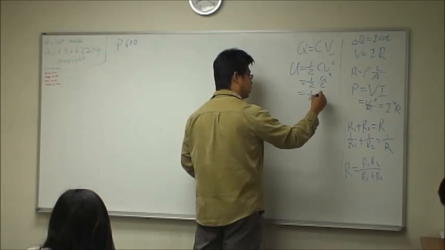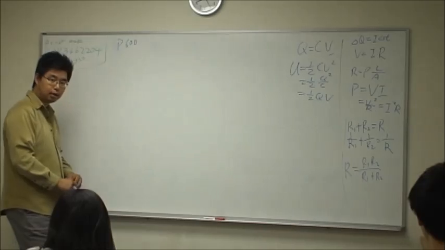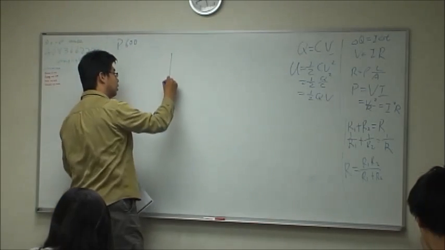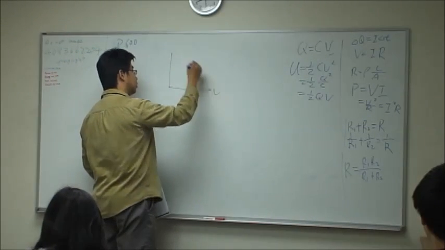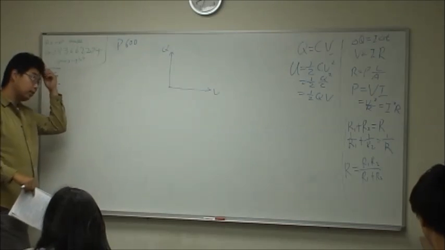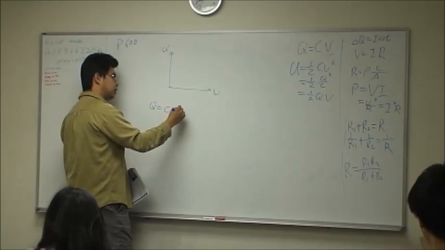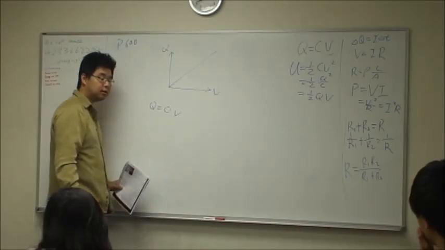Or 1/2 Q times V. Okay, it's all the same thing. But the main reason is that if we put the charge with the voltage, Q is equal to C times V, which means it's following this single line.